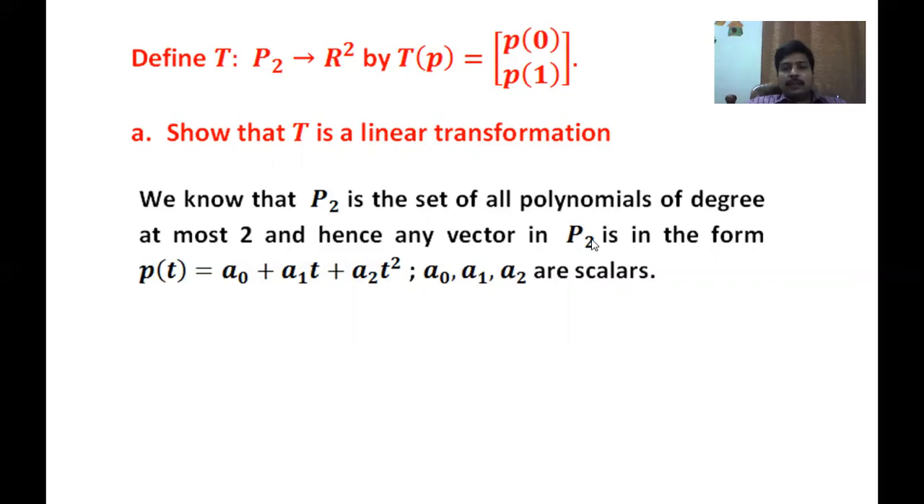So any typical vector in P2 will be in the form p(t) = a0 + a1 t + a2 t squared. This is a quadratic equation. It may be a linear equation also if a2 is 0. So any typical vector in P2 will be in this form, p(t) = a0 + a1 t + a2 t squared, where a0, a1, a2 are scalars. Of course, usually real numbers. We are taking real numbers as our scalars.